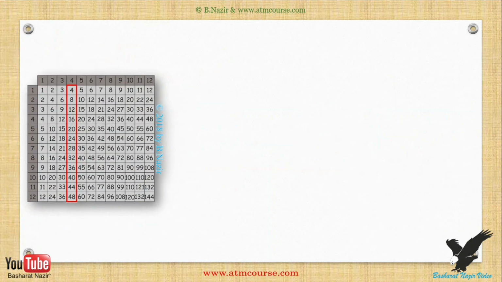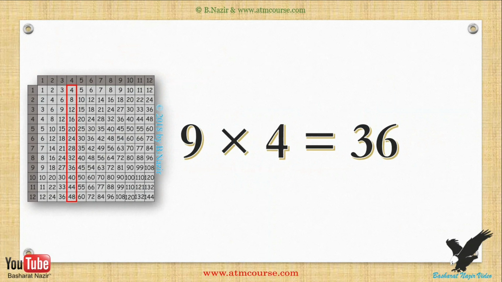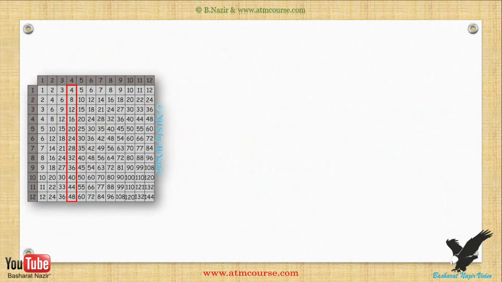9 by 4 is equal to 36. We say 9 times 4 is 36. 10 by 4 is equal to 40. We say 10 times 4 is 40.